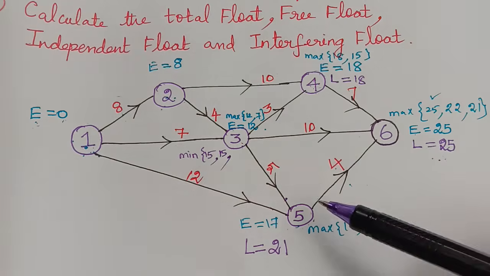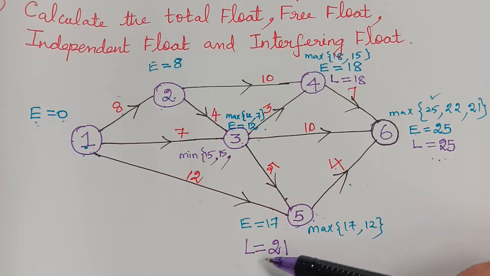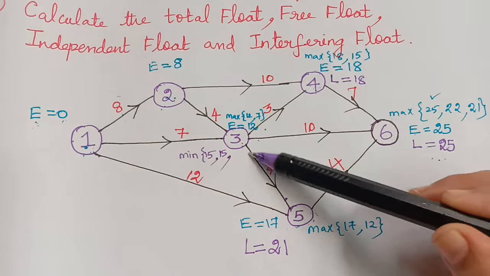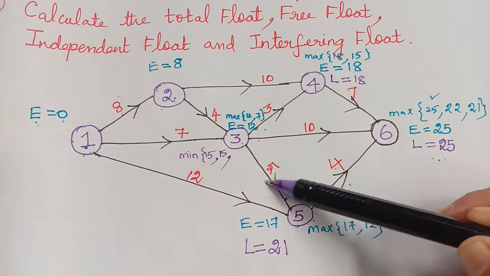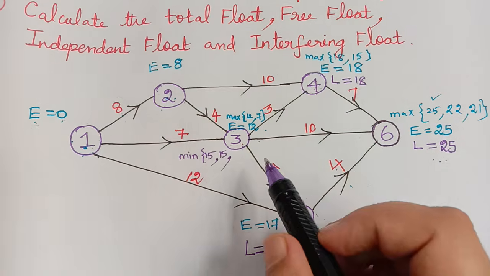And then we have the activity 3 to 5. The value of L for the event 5 is 21. So from 21 we have to subtract the duration of 3 to 5. The duration is 5. So if we subtract 5 from 21, we get 16.